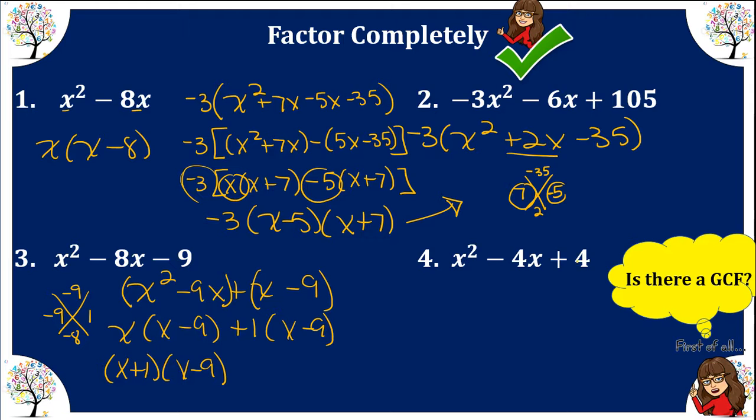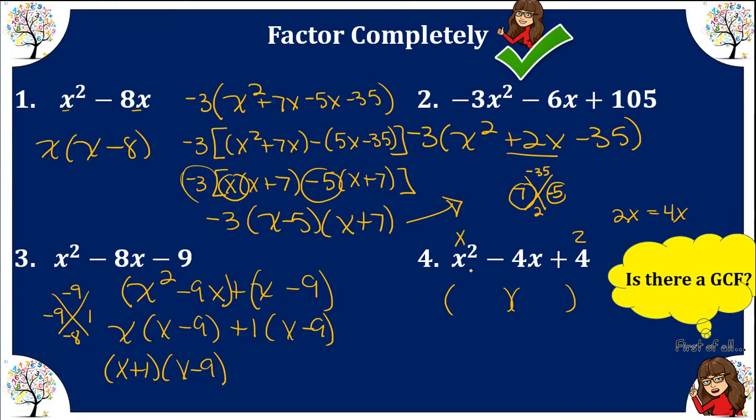Here, this looks like it could be the difference of two squares. The square root of x squared is x. The square root of 4 is 2. That gives me 2x. And if I double it, it does give me the 4x in the middle. So this is a perfect square trinomial set up.